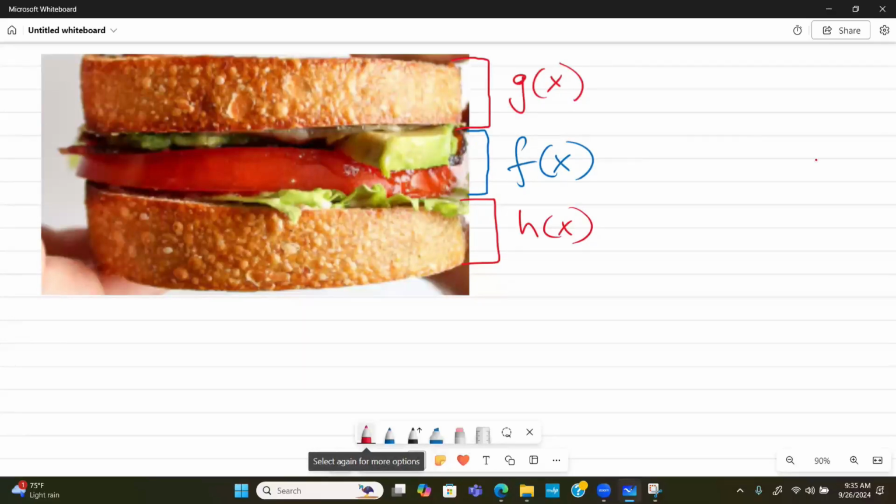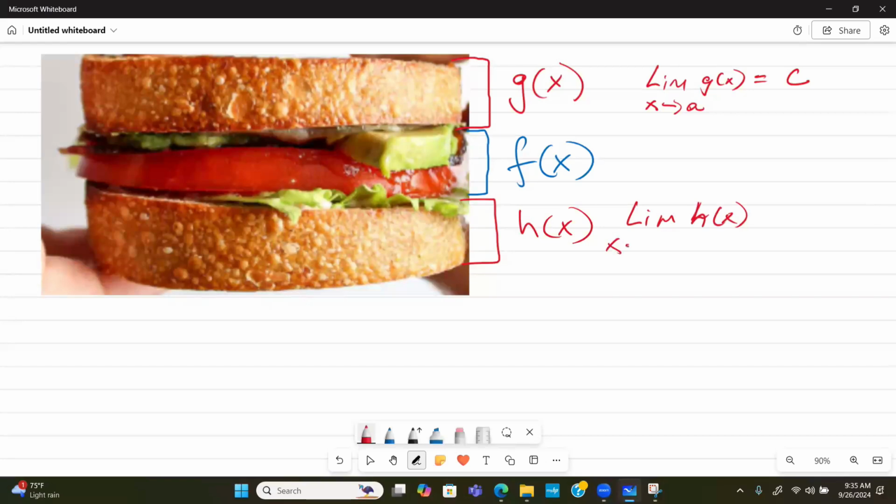So this is why it's called the sandwich theory, because if I evaluate these functions. So for example, let us say we take the limit of the g of x as x tends towards, say, a, right? And we found out that this is c. And then we went below and we took the limit of the h function, right? And we're going to take it as x tends towards the same a.